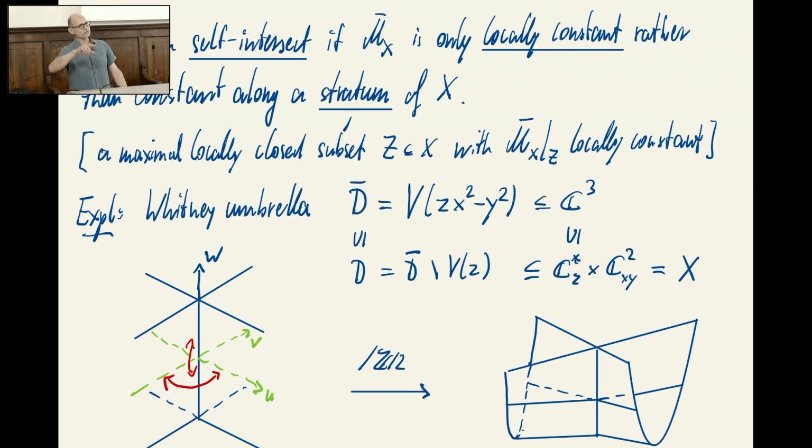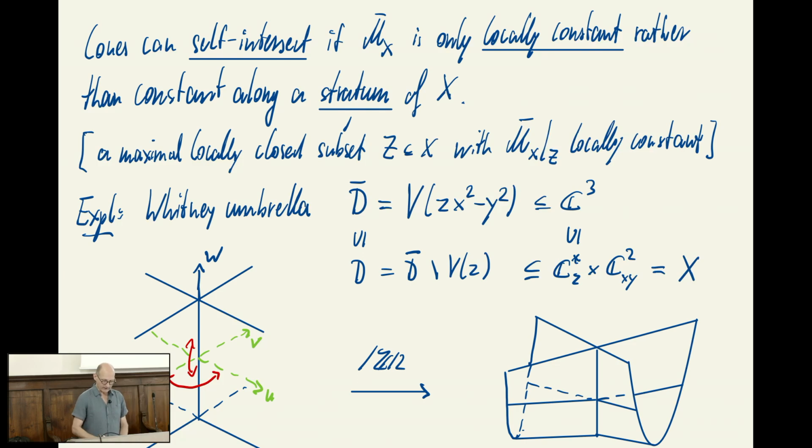The upshot will be we have to modify the notion of a cone complex very slightly, okay, and then you're good. So the problem is that cones can self-intersect. So we have these cones sigma x, and there can be automorphisms of the cone if this M_X bar is only locally constant rather than constant along a stratum of X. So what are these strata I'm talking about? Any logarithmic space comes with a stratification. A stratum is a maximal locally closed subset Z in X such that the restriction of M bar to Z is locally constant, okay? So the particular rank stays constant.